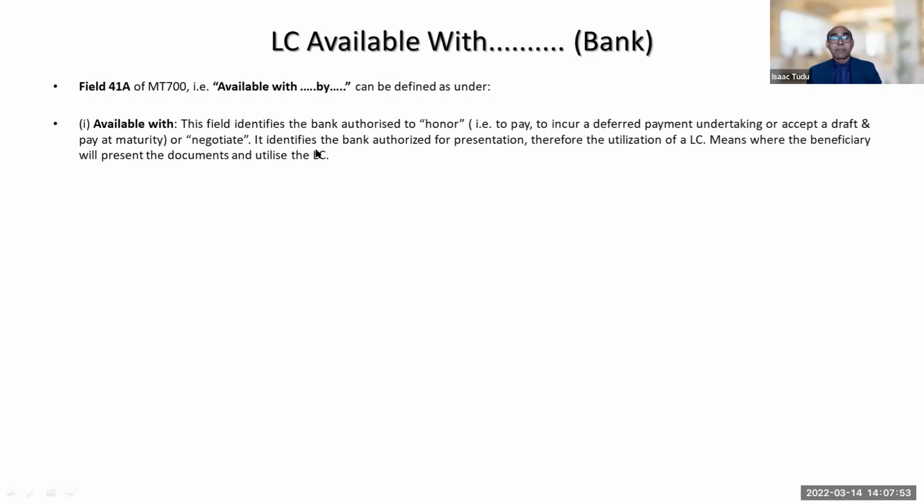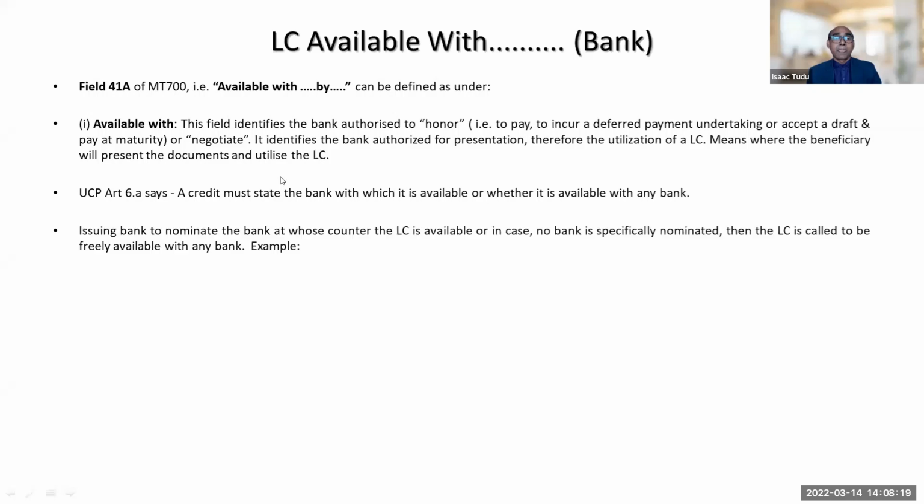It identifies the bank authorized for presentation, therefore the utilization of a LC means where the beneficiary will present the documents and utilize the LC. This is the meaning of LC available with. Article 6A says a credit must state the bank with which it is available or whether it is available with any bank. This is as per UCP article.